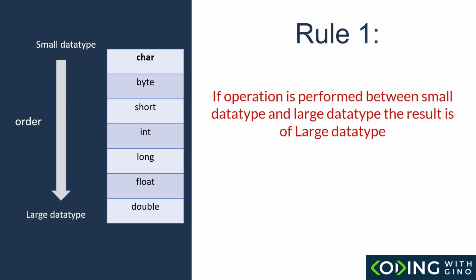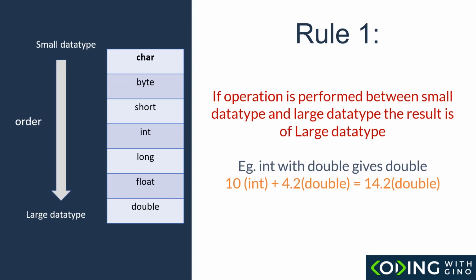If an operation is performed between small data type and large data type, the result is of large data type. For instance, when an operation is performed between int and double, the resulting value will be of type double. Double occupies more memory than int. So, in this case, int is smaller data type and double is larger. 10 is int and 4.2 is double. When we add them, the result is 14.2, which is double. Fairly simple rule, right? Let's check the next one.